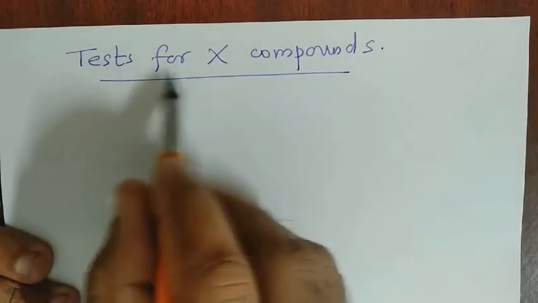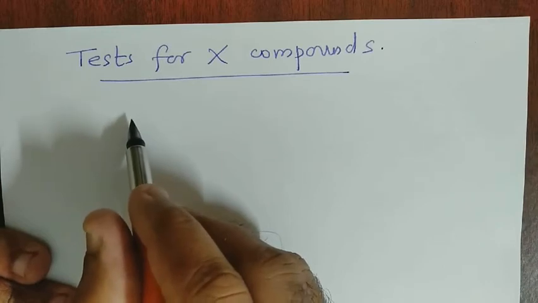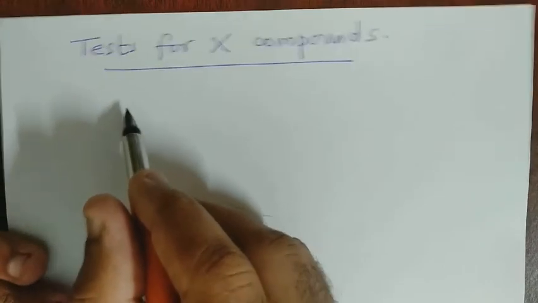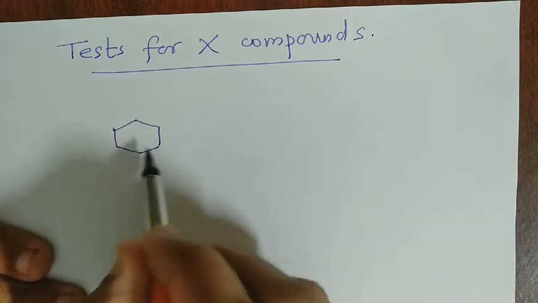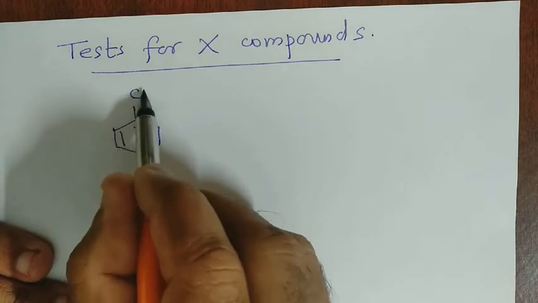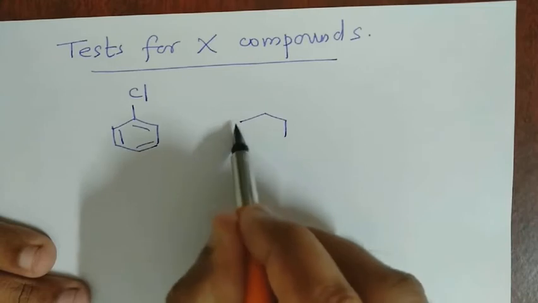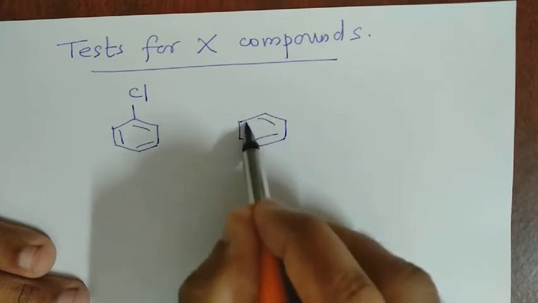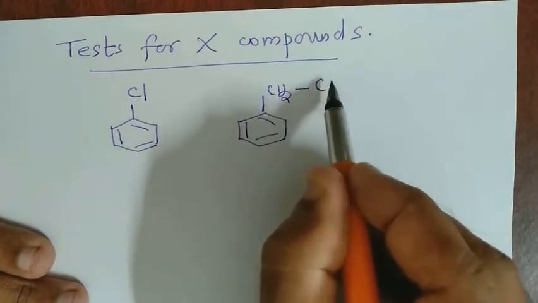Analytical test for halogen compounds. Aromatic halogen compounds may contain a halogen atom directly bonded to an aromatic ring like benzene, or the halogen atom may be attached to a side chain, such as in benzylic halides.